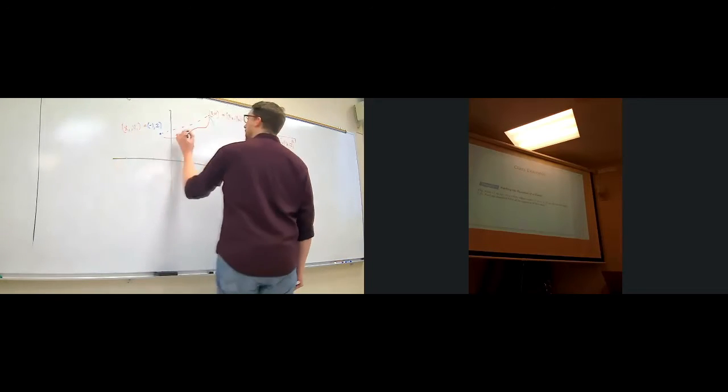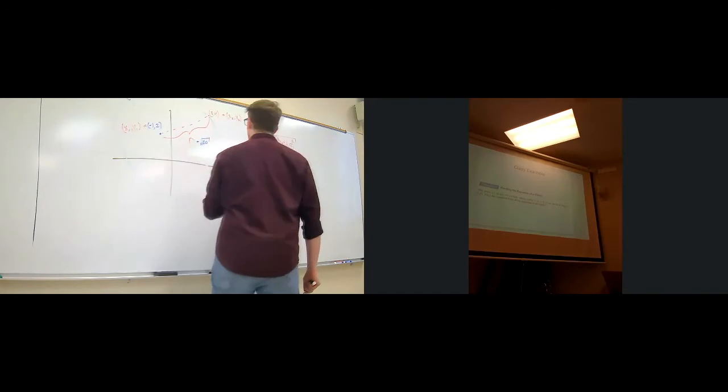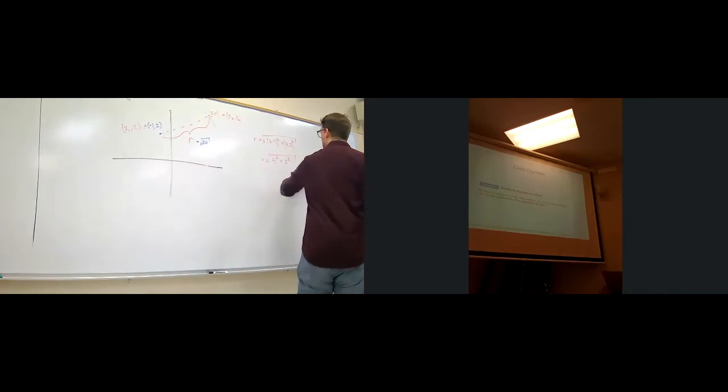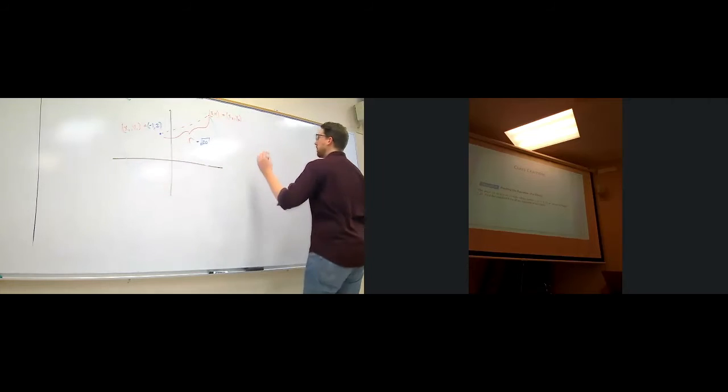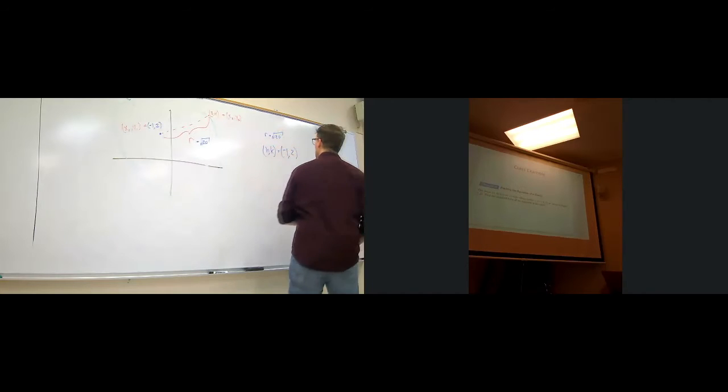Well, with this now, we know what r is. Square root of 20. And h, k, well, that's the center. So that's going to be -1, 2.